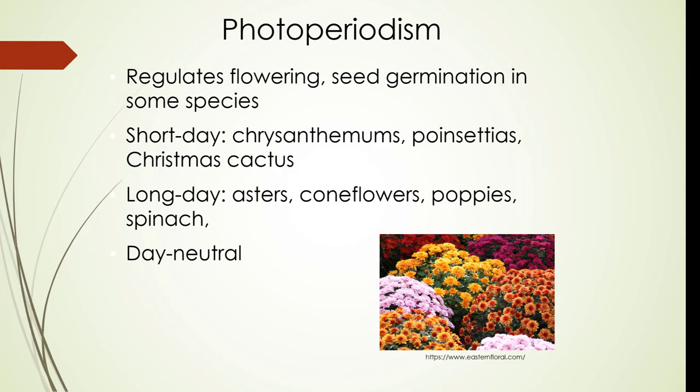Photoperiodism regulates flowering and seed germination in some species. Short day plants would be chrysanthemums, poinsettias, and Christmas cactus. Long day plants would be asters, coneflowers, poppies, and spinach, and many plants are day neutral. It doesn't really matter how much light they get, they will still bloom.